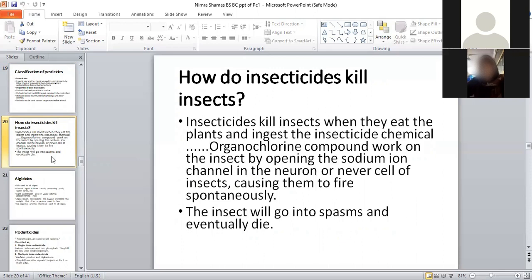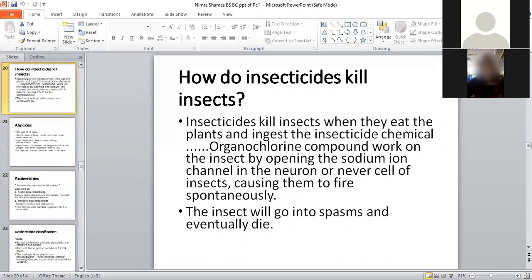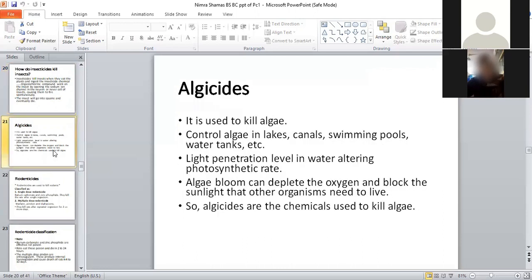How does an insecticide kill insects? Insecticide is a chemical method to control insects. The insects eat the plant and ingest the insecticide chemical, like the organochloride compounds, which work on the insect by opening the sodium ion channels in the nerve cells. So this destroys the insect by opening the sodium ion channels in the neurons or nerve cells of the insect, causing them to fire spontaneously. The insect will go into sepsis and eventually die. So this causes the destruction of an insect by using an insecticide. This is the method to kill insects. Right?